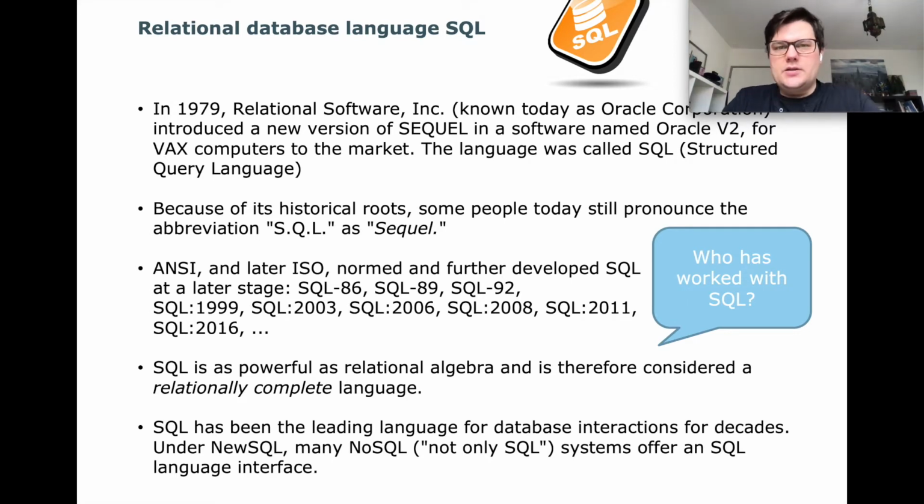And today, SQL is a really powerful language. We say it's as powerful as relational algebra, and it is considered a relationally complete language. So a relationally complete language is a language that allows interacting with relations in a way that is at least as powerful as the relational algebra. And SQL has been the leading language for database interactions for decades. Even many NoSQL systems now also offer an SQL or SQL-like language interface.